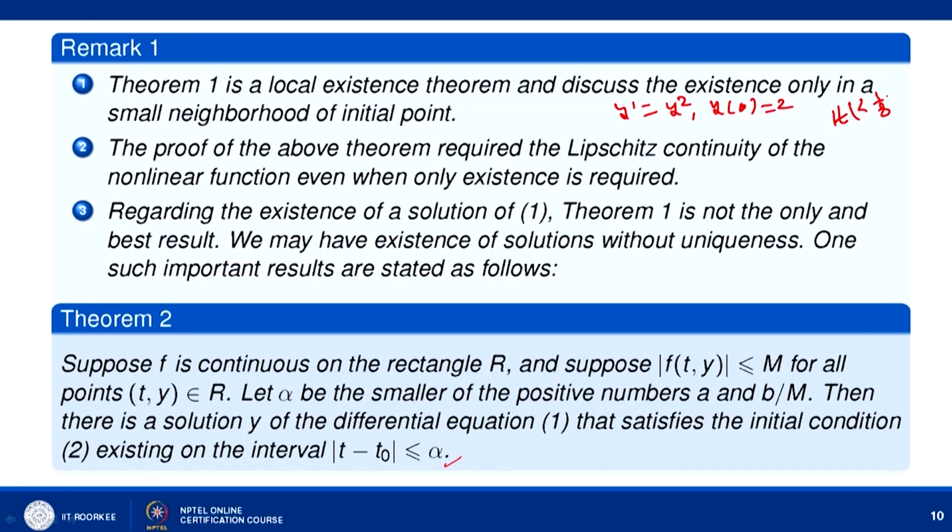The only difference between this and the previous existence and uniqueness theorem is that here we have not assumed that f t y satisfies the Lipschitz condition. So here the Lipschitz condition is removed, and by removing this we lost the guarantee of uniqueness. Here we have only the guarantee of existence, and the solution may or may not be unique. So let us look at one example.